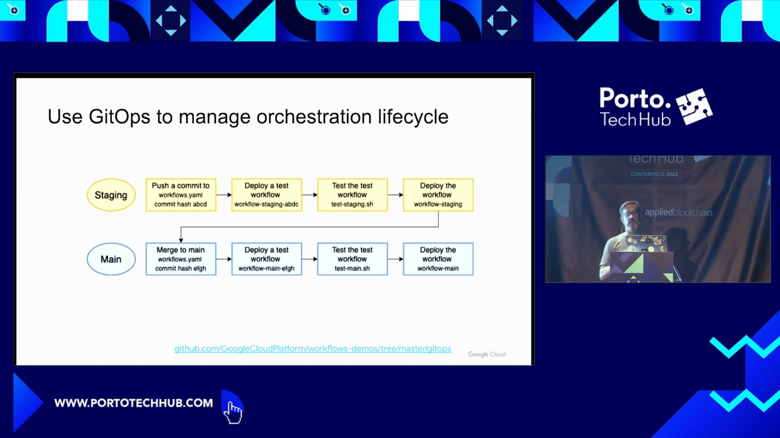GitOps-like approach when you manage the orchestration lifecycle of your workflows. Having different environments, of course, like a staging environment. So you're going to push a change in your workflow definition. You're going to deploy a test workflow in staging. You run some potential tests here. And then if it works, you can deploy the final workflow in staging. But then once you're happy, you can make a pull request to the main branch in your Git repository, and then you merge the workflow.